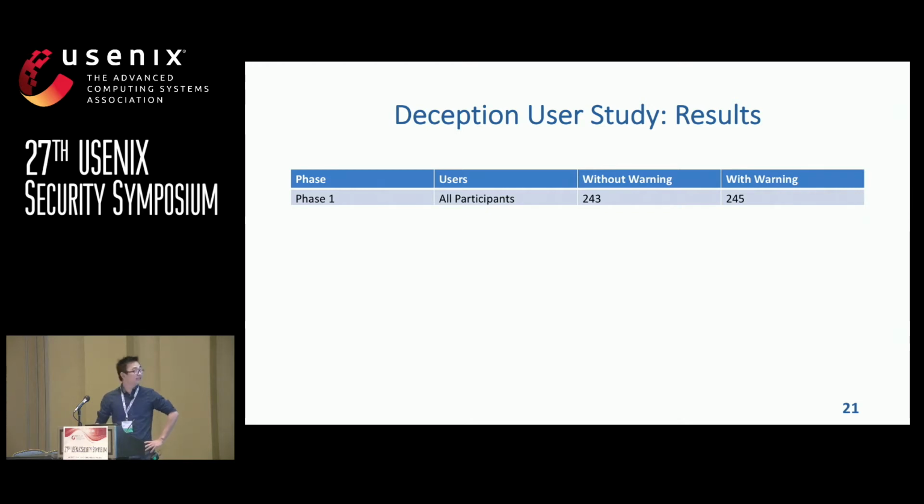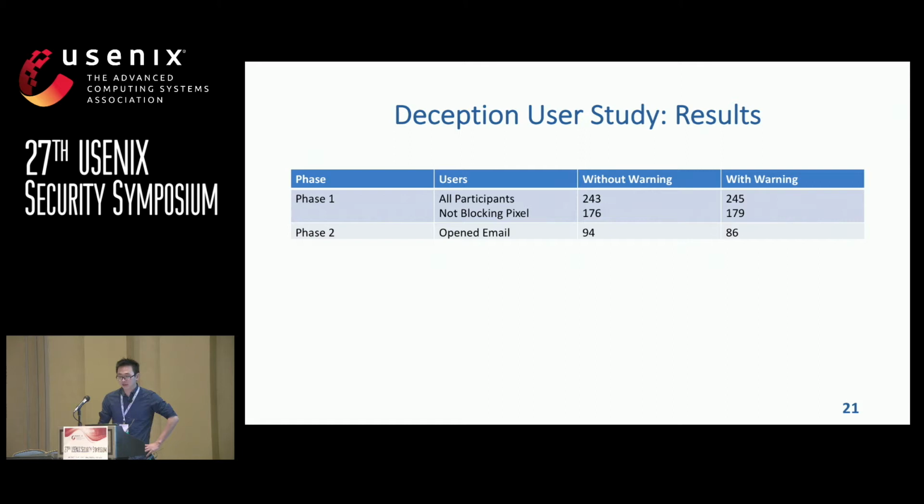So here is the result for our user study. 243 users are in the no warning group. 245 are in the warning group. After phase 1, we find that 176 users from the first group and 179 users from the second group did not block our tracking pixel. After phase 2, 94 users from the first group and 68 users from the second group opened our email. 46 users from the first group and 32 users from the second group clicked the URL.